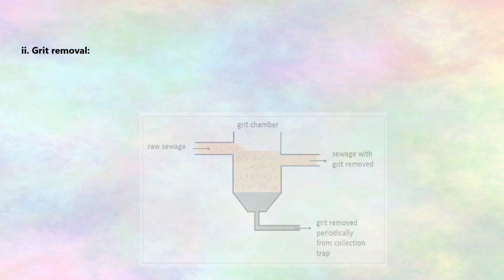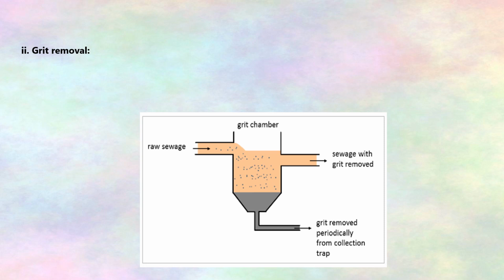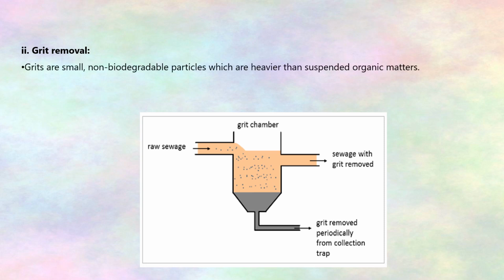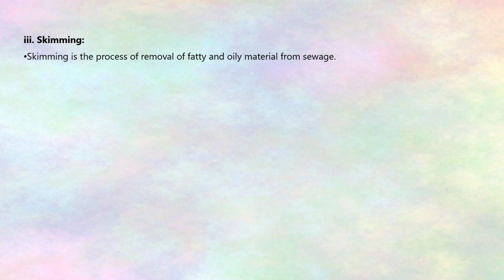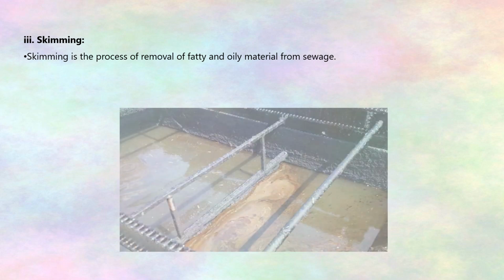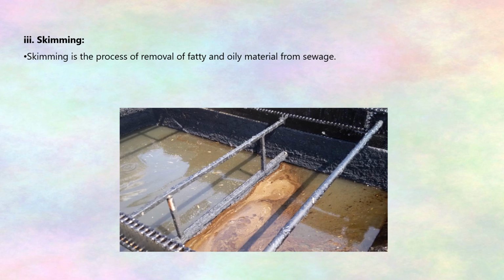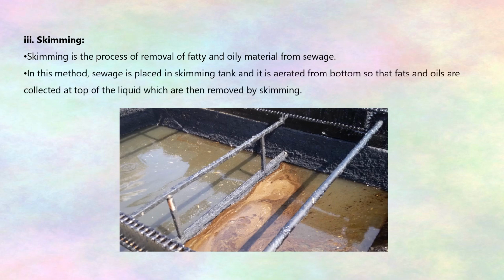Grit removal. Grits are small, non-biodegradable particles which are heavier than suspended organic matter. Grits are removed by carefully regulating the flow velocity of sewage in the grit removal tank. Next comes skimming. Skimming is the process of removal of fatty and oily material from the sewage. In this method, the sewage is placed in a skimming tank and aerated from the bottom so that the fats and oils collect at the top of the liquid, which are then removed by skimming.